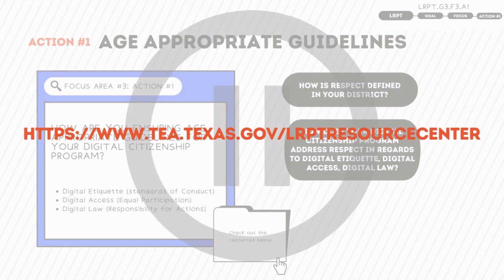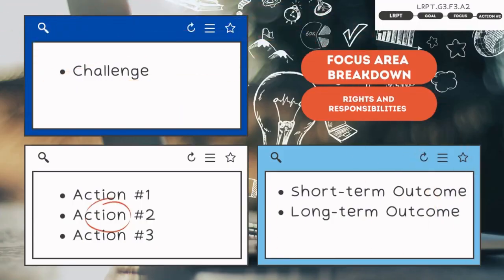Pause the video here and use your workbook to note how you define respect and how you are ensuring age-appropriate digital guidelines in your district. Let's move on to action number 2.